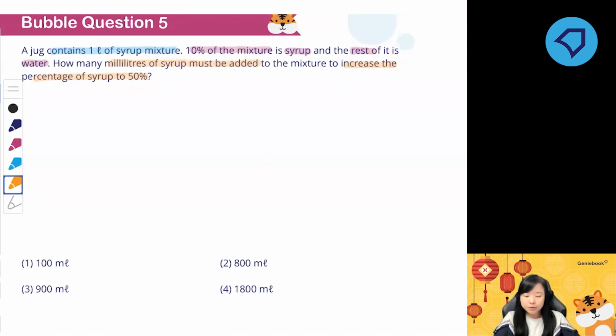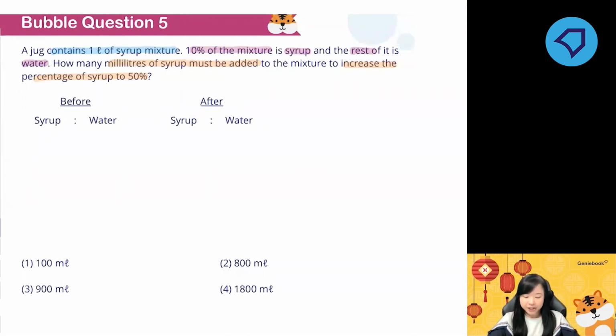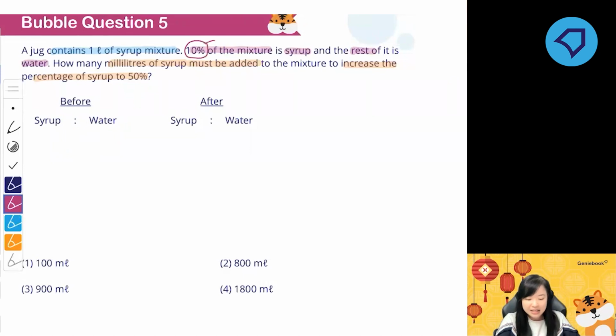Okay, I'm going to show you my ratio first for before and after, and you tell me. Over here, 10% of the mixture is syrup. So what do I fill in for my ratio here? If 10% is syrup, what do I fill in? So you change 10% to a fraction, which is 10 out of 100. And yes, a lot of you simplify for me. Thank you. That's 1 out of 10.